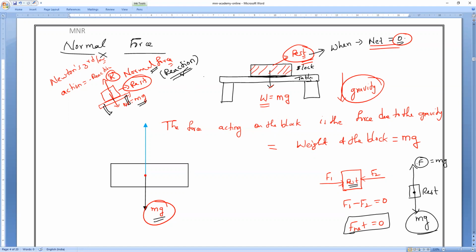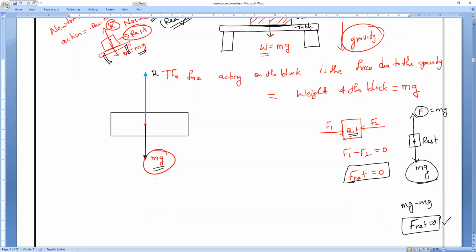So this reaction is exerted by the table on the block, and it acts perpendicular, upward direction. That is what we call R. R means what? Anybody can guess? R means reaction, or we can say normal force. So from this you can say the normal force always acts opposite to the weight. If the weight of the object is acting downward, then the normal reaction is acting upward.